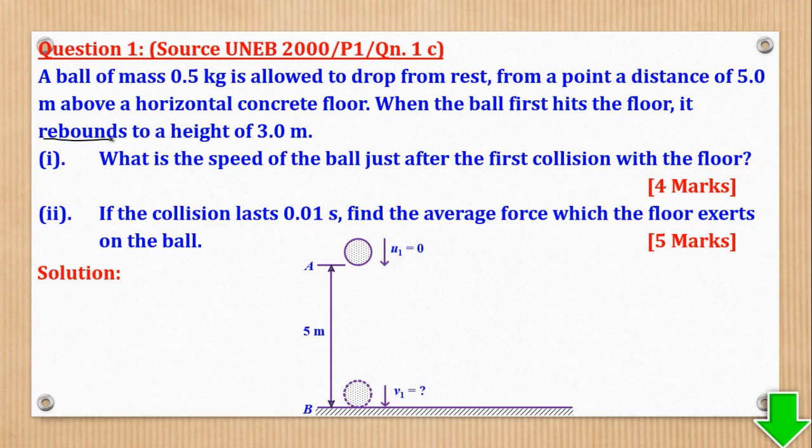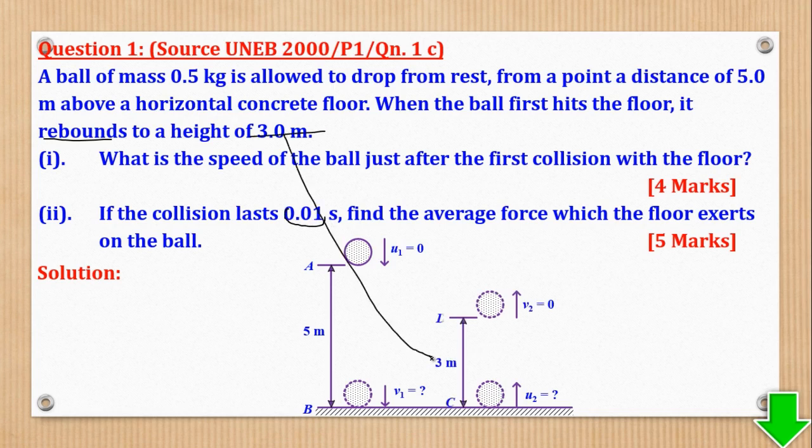Then they told us it rebounds. So at this point it will now rebound with a velocity which we don't know. After, remember, the collision lasts for 0.01 second. So after 0.01 second, that is when it rebounds. And it will rebound to a height of 3 meters. So that means that here it is momentarily at rest. That is why the final velocity is 0. So with that sketch, we can easily answer the question.